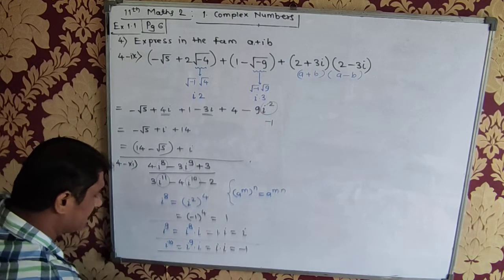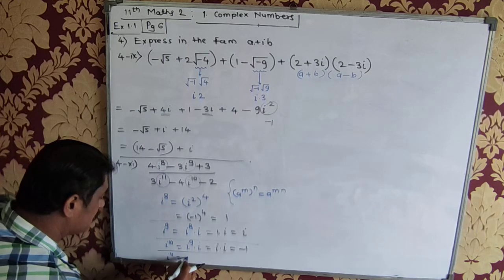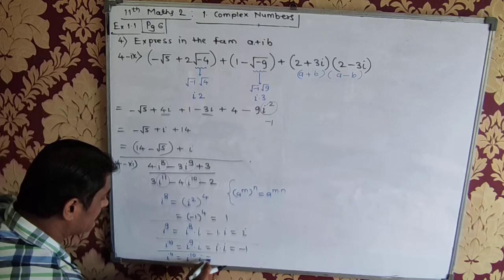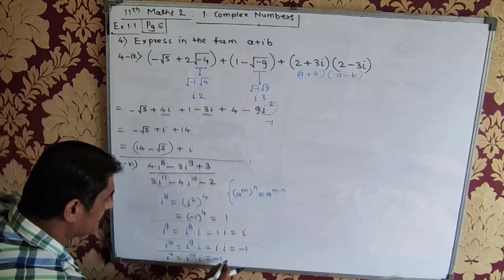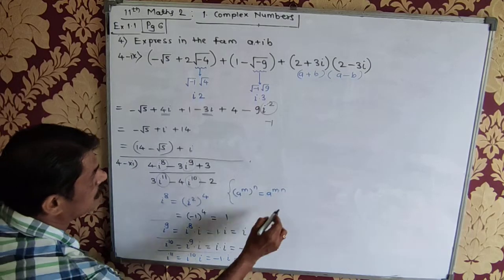Then i raised to 11. Yes, so tell me. i raised to 10 into i. But i raised to 10 is minus 1. Minus 1 into i. That is minus i. Correct?